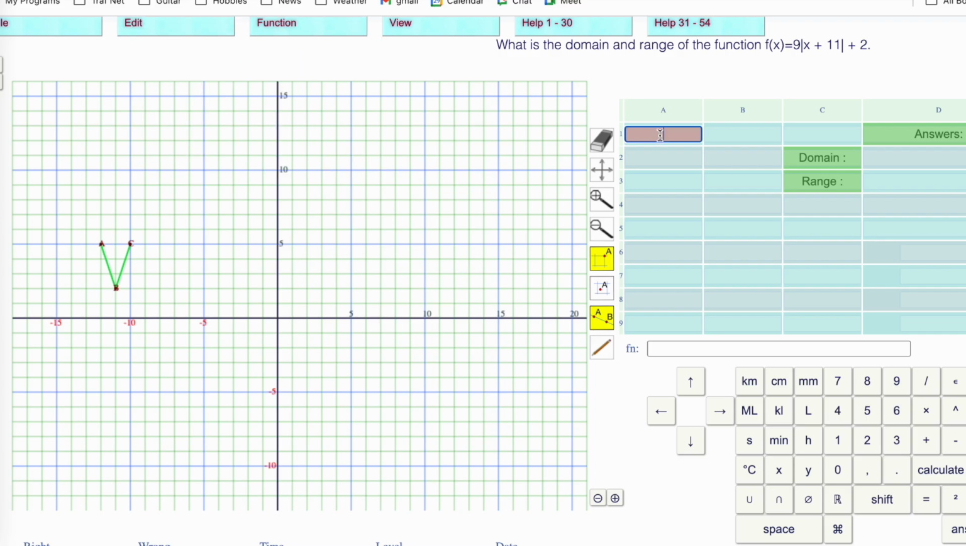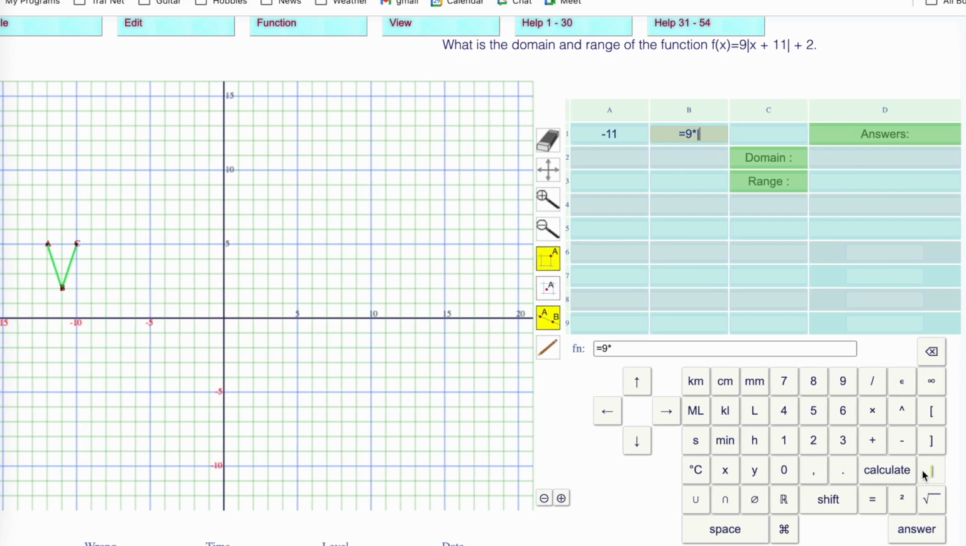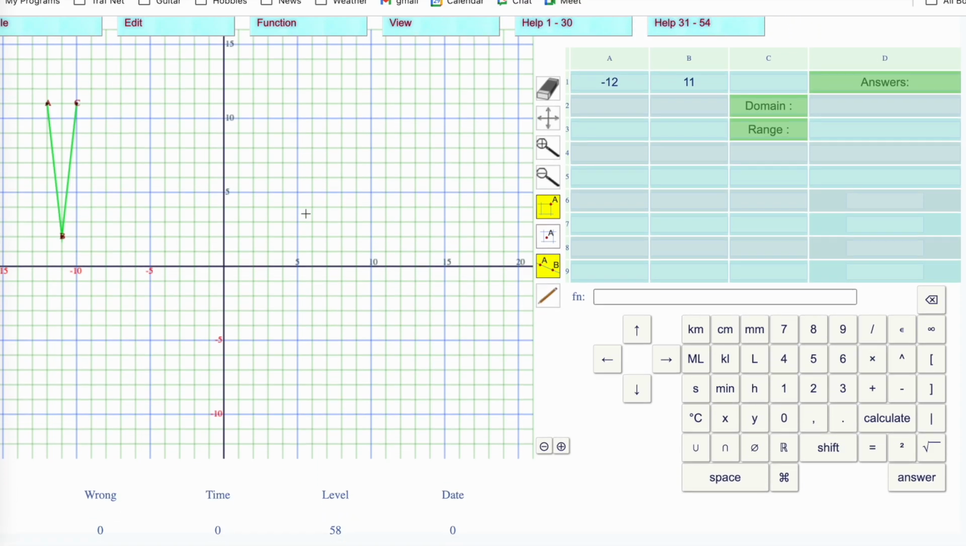This one's opening up. I'm going to put in my negative 11 as the x value, and then we're going to calculate the y value. y is equal to 9 times absolute value brackets, and then the x value, which is negative 11 in this case, plus 11, close the absolute value bracket, plus 2. That gives us 2. If we put in negative 10, we get 11. And then if we put in positive 12, we should also get 11. If we put in negative 12, we should also get 11, which we do. It's doing this sort of thing, and it's just going to keep opening up forever and ever.